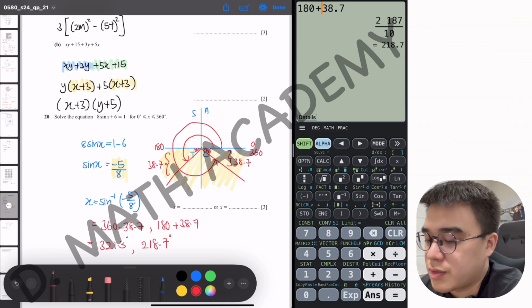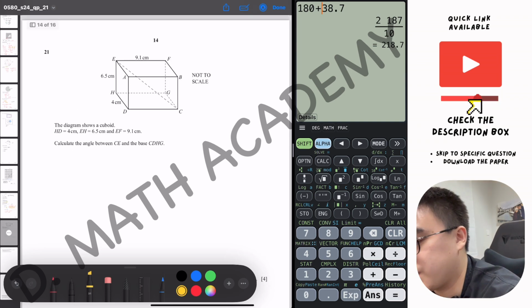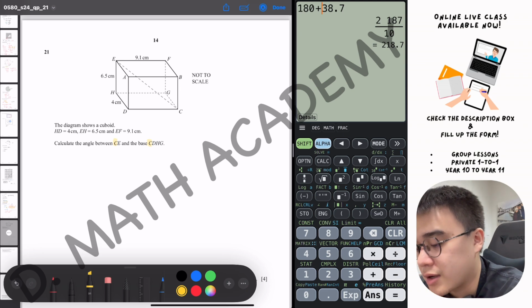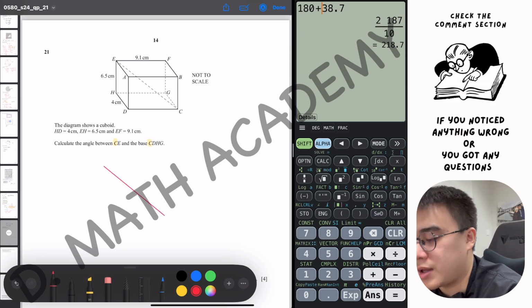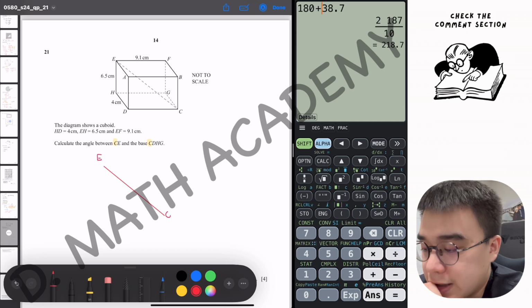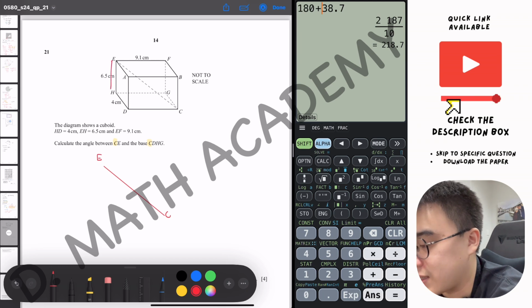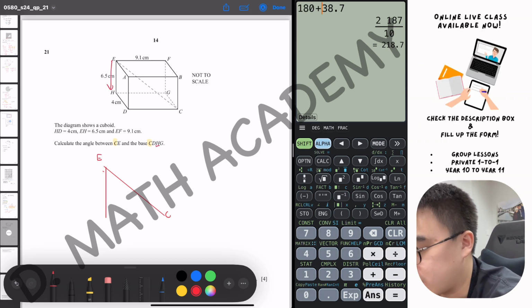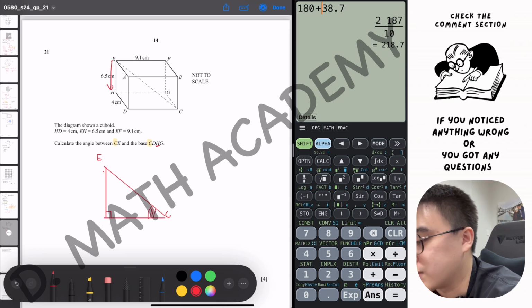Okay, so moving on to question 21. Okay, this question here, please take note that C is the important angle. Okay, and then E is the connecting part. Normally, this is what I would do. And then directly underneath E is actually the H. So this is basically the triangle that they want us to find. And this right here is the angle.